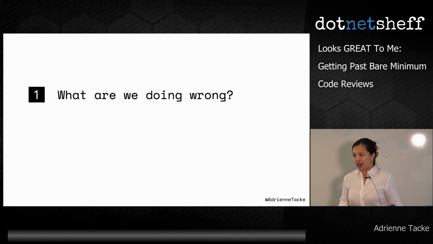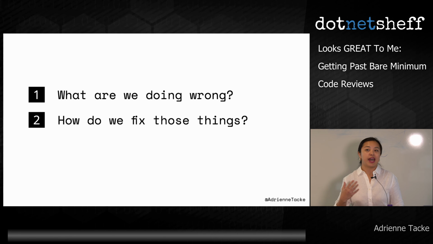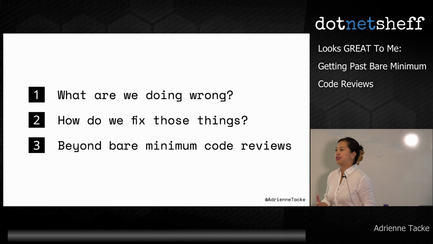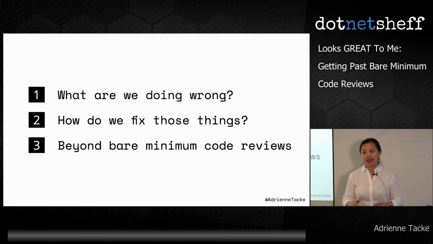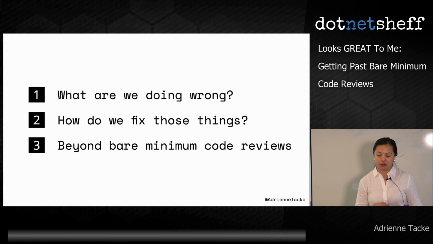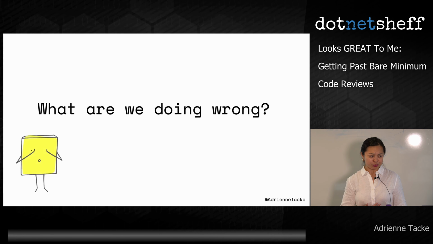And so what I want to talk to you today is, what are we doing wrong in code reviews? How do we fix those things? Because there are plenty of things that we are doing wrong. And how do we go beyond bare minimum code reviews? So the things I'm going to talk to you today, what we fix, are things that I feel should be what we always do all the time. After we achieve that, then we can actually go on to do some other neat things that go beyond what I consider the bare minimum.